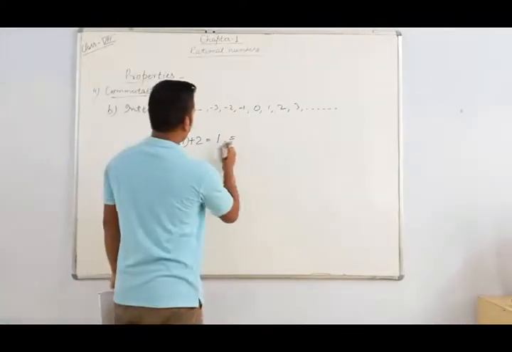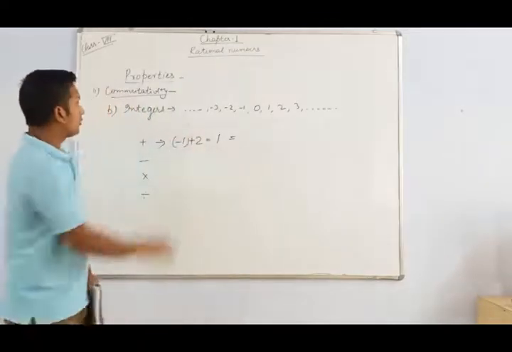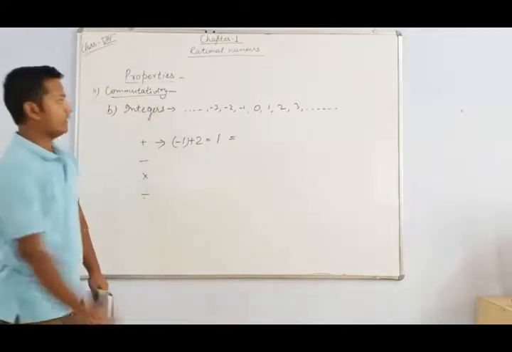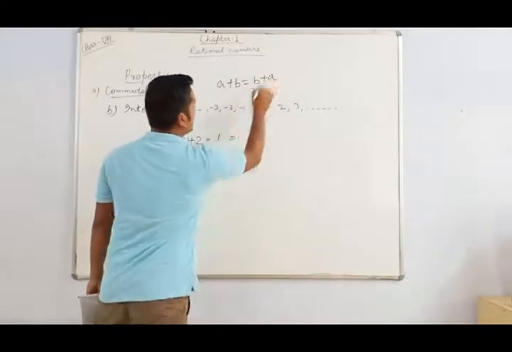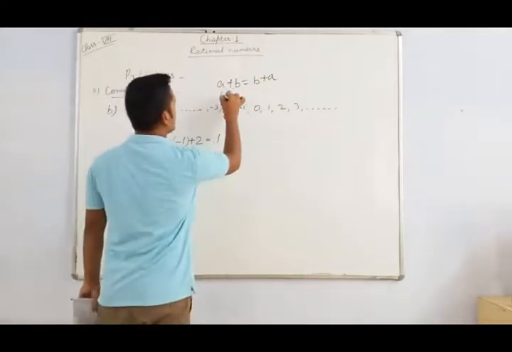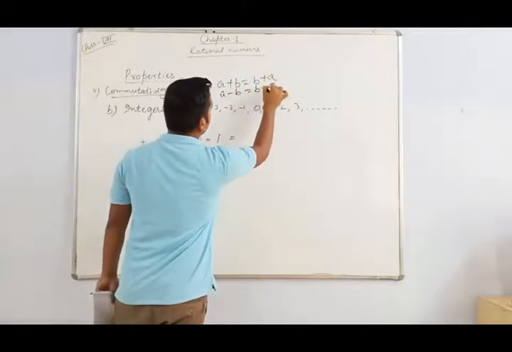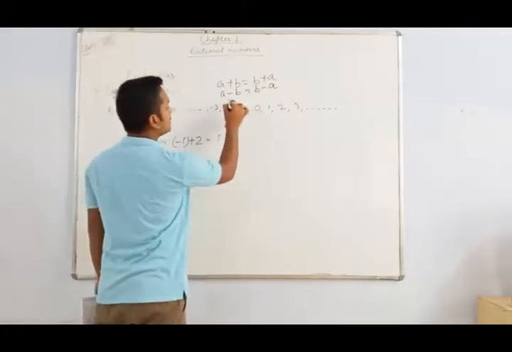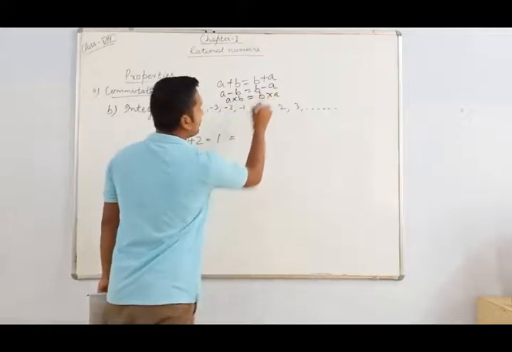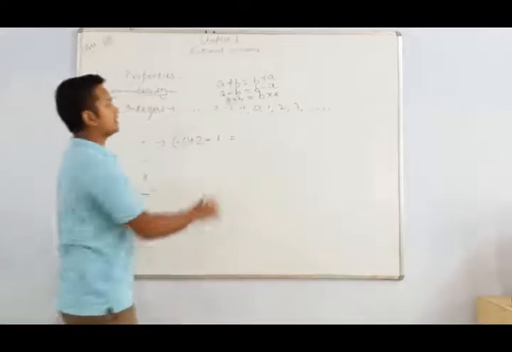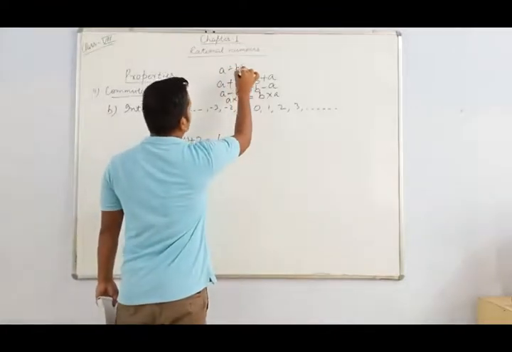Similarly, we interchange the places. Commutativity means what? If you are using the addition operation, then commutativity means this. If you are using the subtraction operation, then commutativity means this. If you are using the multiplication operation, then commutativity means this. If you are using the division operation, then commutativity means this.